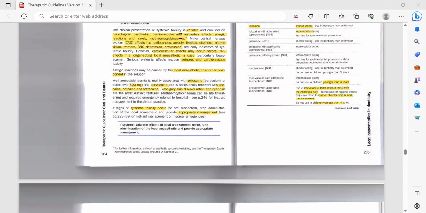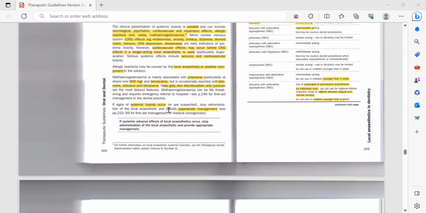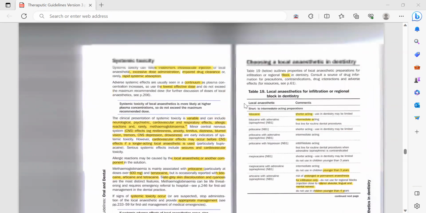And methemoglobinemia, it is a very serious complication. It can turn the patient into slate gray skin discoloration and cause cyanosis. And it generally occurs with the LAs which are prilocaine and benzocaine. Okay, but still you need to make sure, and if that occurs, because it is a life-threatening situation, you need to refer the patient immediately to the hospital. Okay, then if systemic toxicity occurs, you need to stop the administration and provide appropriate management.